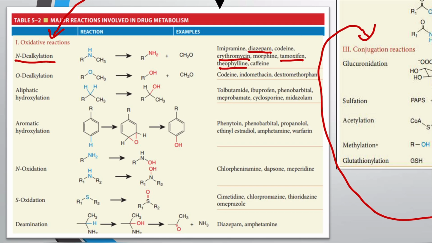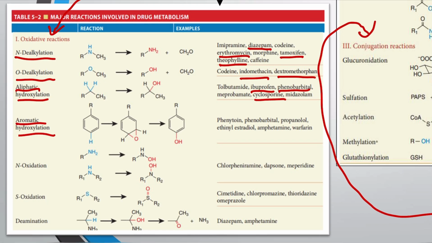There is no way to actually understand this here. It is basically to learn these by heart. Next we have O-dealkylation, which is seen in the case of indomethacin and dextromethorphan. In aliphatic hydroxylation, the drugs involved are ibuprofen, phenobarbital, and cyclosporin. Next is aromatic hydroxylation, which occurs in the case of phenytoin, phenobarbital, propranolol, and also warfarin.